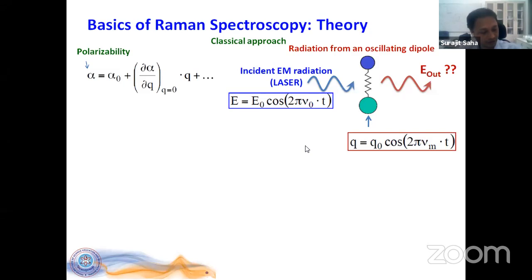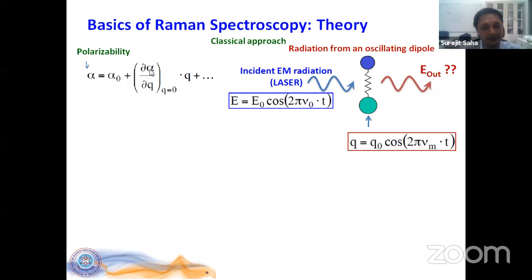Because, as we said in the selection rule, it is the polarizability that is important in the case of Raman. So now we can think of the polarizability of the molecule. If there is no vibration, the molecule is at equilibrium, the rest position, and has some polarizability, alpha naught. Now, if the molecule is vibrating with Q as the displacement coordinate, we can do a Taylor series expansion of the polarizability.